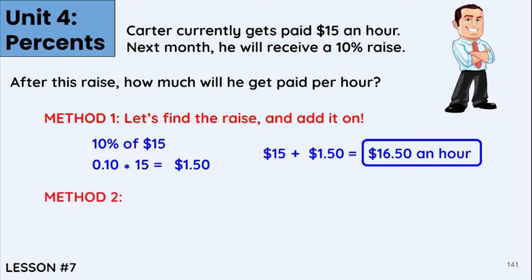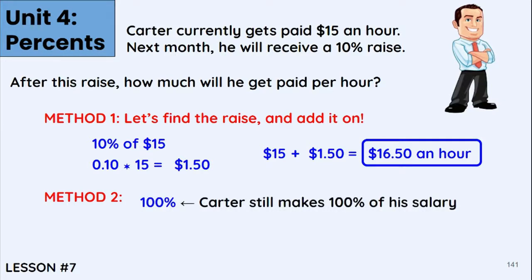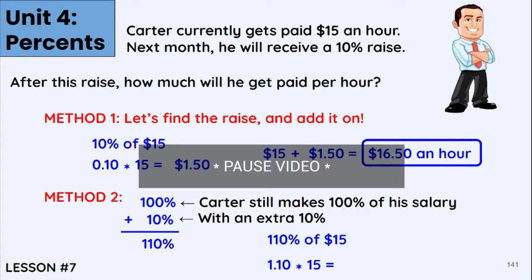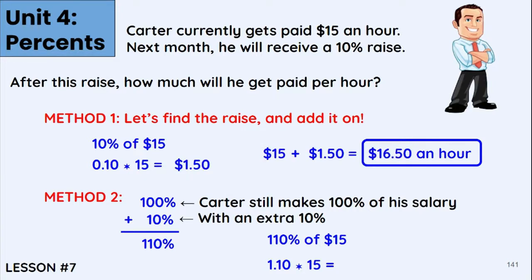There's a second method I'd like you to try. If he makes 100% of his salary and he gets a 10% raise, that means that he's actually making 110% of his salary. So we could try to find out what 110% of $15 is by doing 1.10 times 15. Go ahead and find out what that would be. Okay, you should have found that that was also $16.50 an hour. It was just another way of arriving at the same answer.